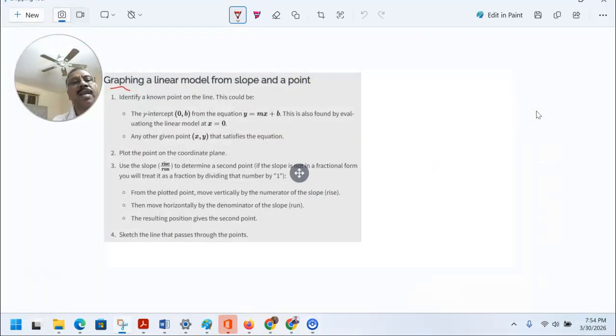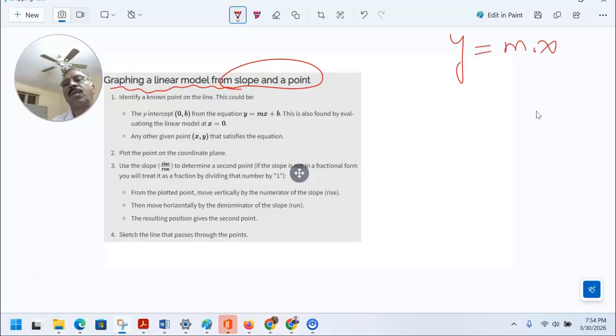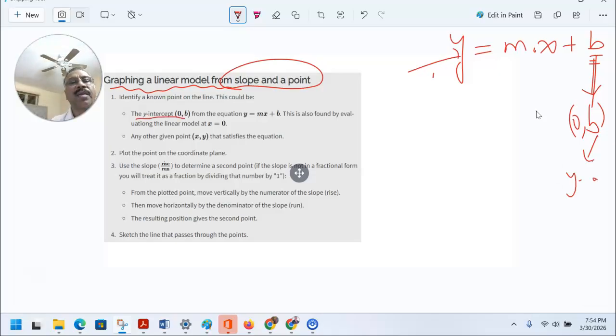Okay, next one is graphing a linear model from slope and endpoint. It means by just knowing the slope and the point. Usually this point is the y-intercept. If the equation is given like this, the point is always going to be (0, b), which is the y-intercept. So here (0, b) is given to you from this equation.